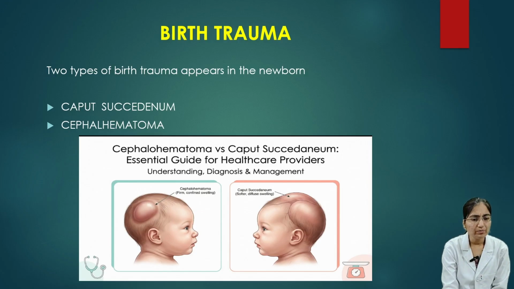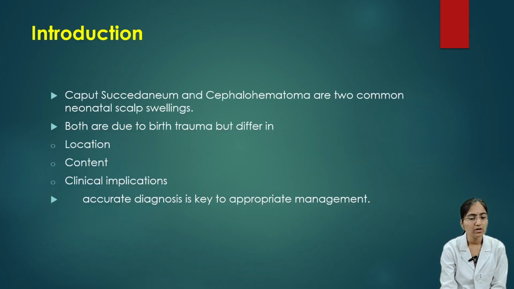Here, these are the birth traumas that appear in newborns, Caput Succedaneum and Cephalohematoma. In the picture, you can observe. First, we'll see the introduction. Caput Succedaneum and Cephalohematoma are two common neonatal scalp swellings. Both are due to birth trauma but differ in location, content, and clinical implications. Accurate diagnosis is key to appropriate management.